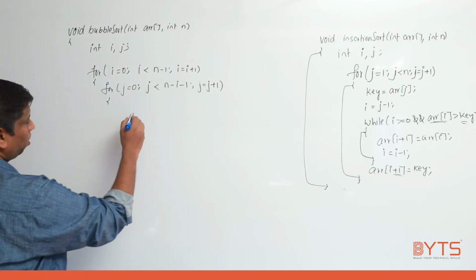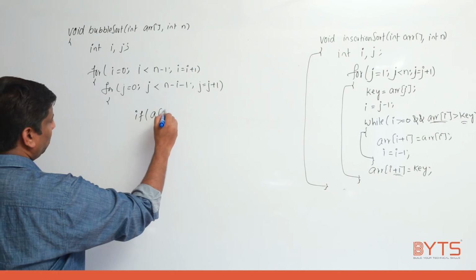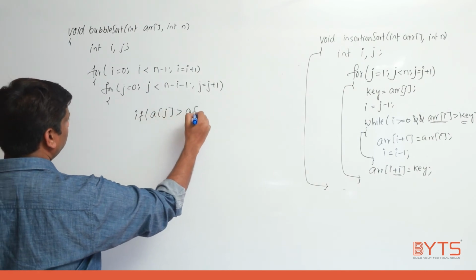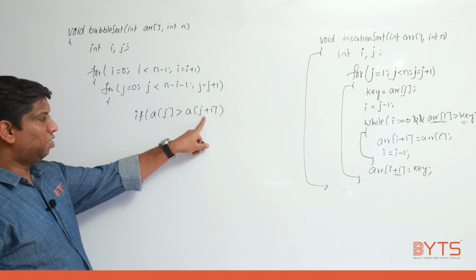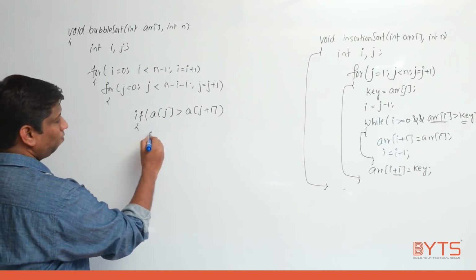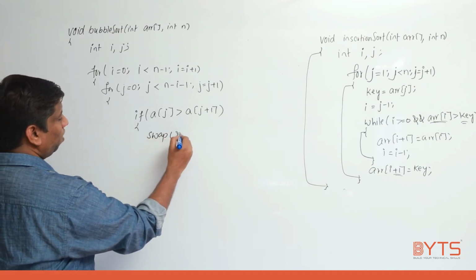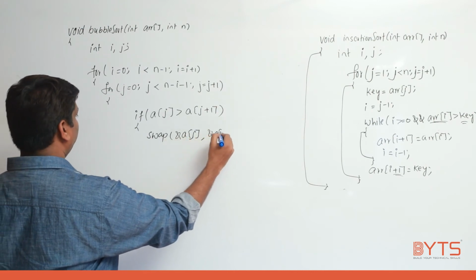Next, what did I do here? If a of j value is greater than a of j plus 1. So we compared the first element with the adjacent element. If first element is greater than adjacent element, then I need to do what? Swap. Swap address of a of j, comma, address of a of j plus 1, I did.